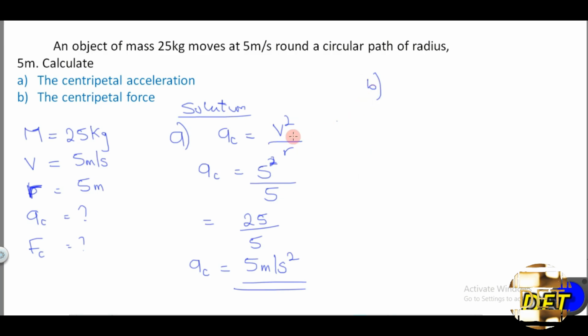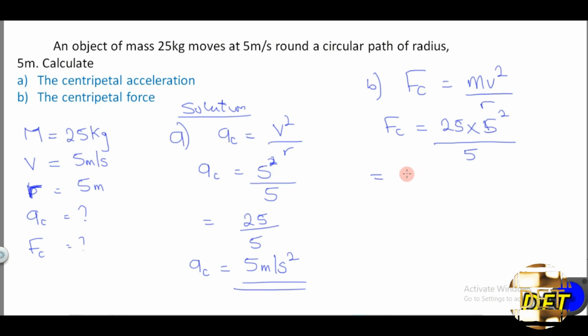Then let's dash to question B, which says calculate the centripetal force. So the formula for centripetal force Fc is equal to mv squared over r, where m is mass, v is velocity, r is radius, and Fc is centripetal force, right? So centripetal force now will be equal to, my m, which is the mass, is 25 kg. So that's 25 times, my v is 5, so that's v squared, 5 squared, which is 5 times 5, over my r, which is the radius, 5.